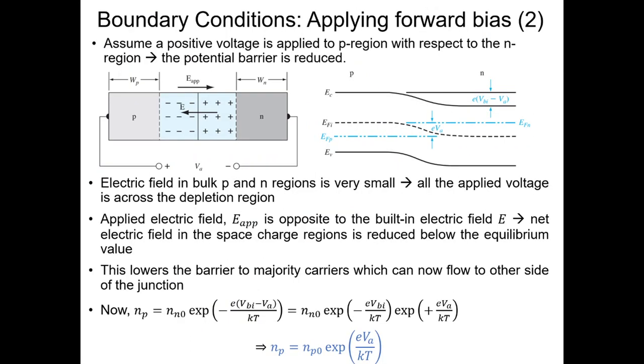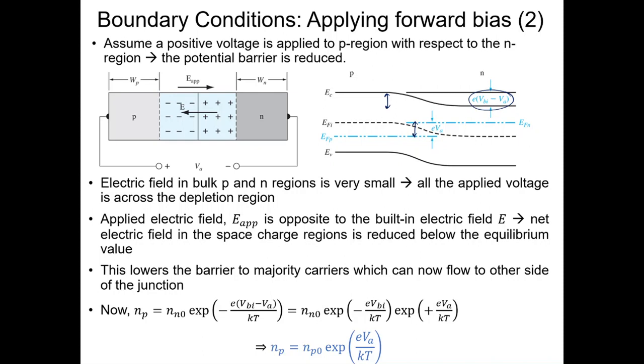Okay, now let's apply a forward bias and see what happens. If you apply the forward bias, as I told you earlier, the barrier which was earlier Vbi will be reduced to Vbi minus Va, where Va is the forward bias, right? The difference between the quasi-Fermi energy levels is the applied forward bias in this case, right? So what will happen to the electric field? The electric field inside the depletion region will reduce because of that externally applied field.